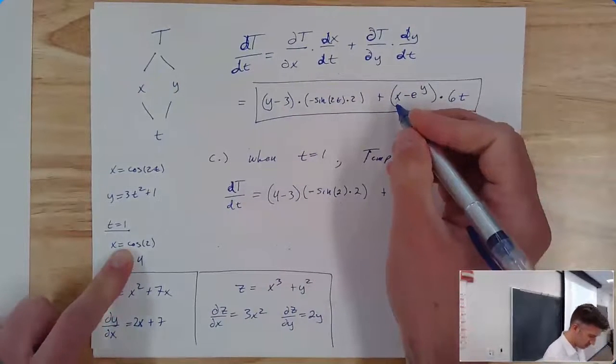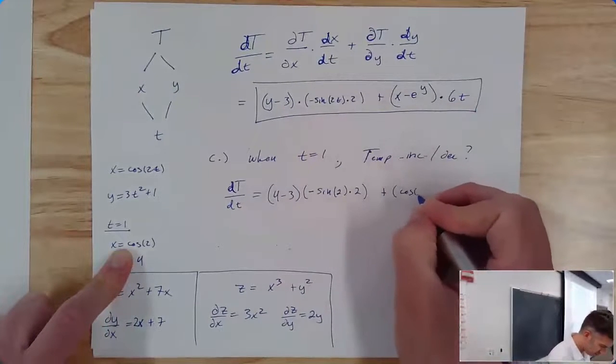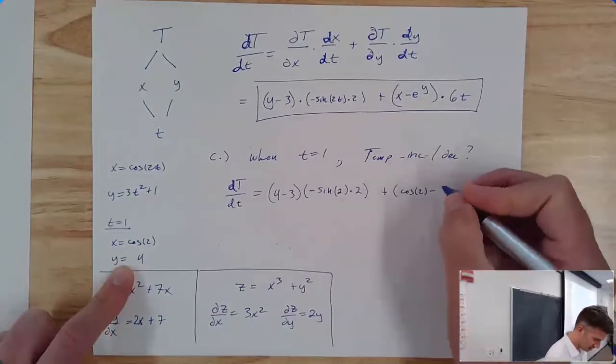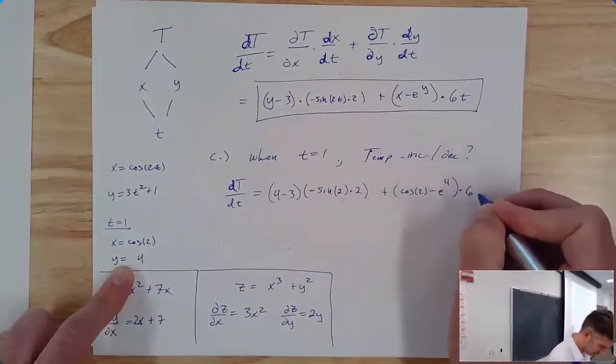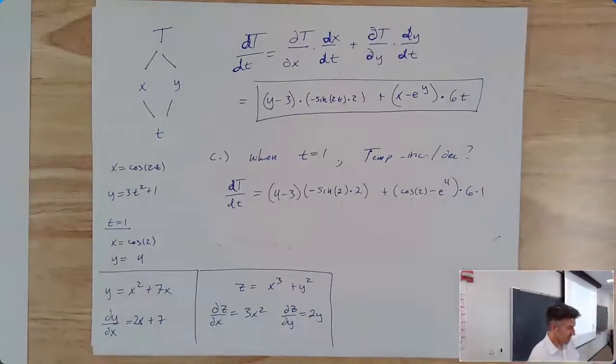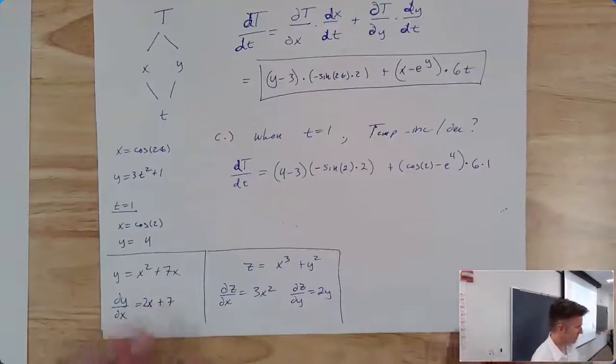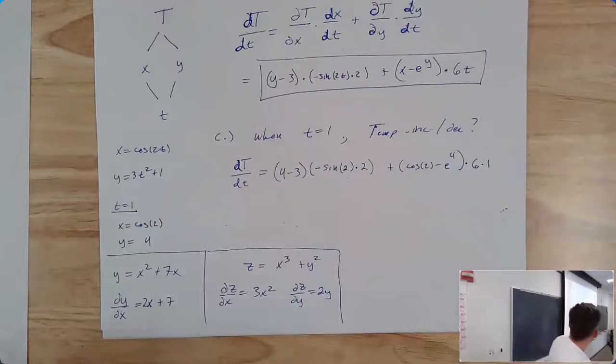Plus x, which is cosine of 2, minus e to the y, which is e to the 4, times 6 times t, 6 times 1. All right, and our job is to determine if this is positive or negative, which seems like not a very kind question, I will say. Like if I was asking this, I might try to make it a little more obvious. But let's figure it out.